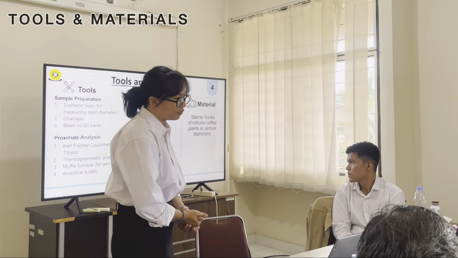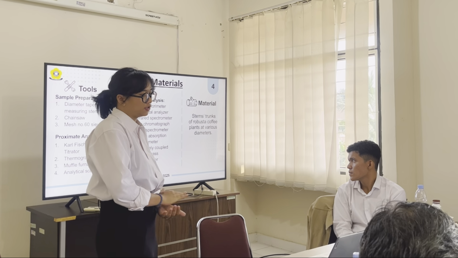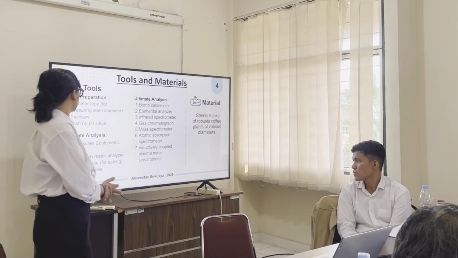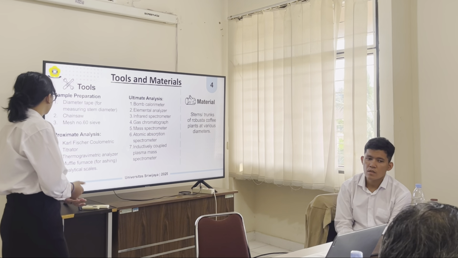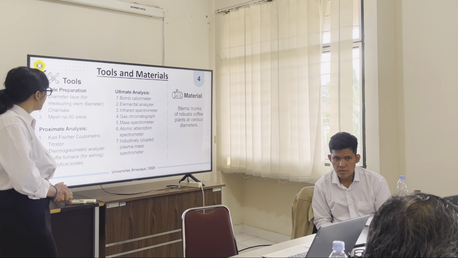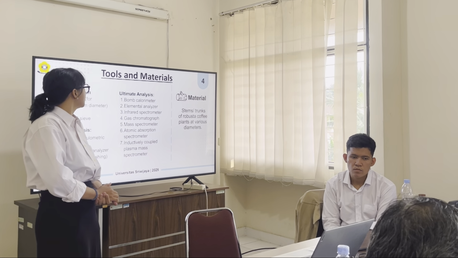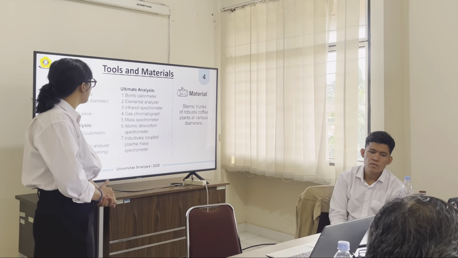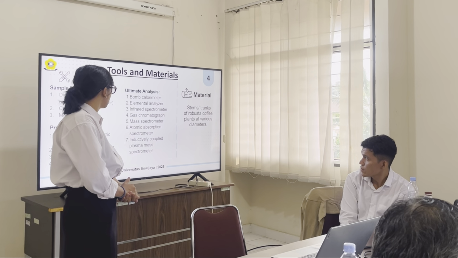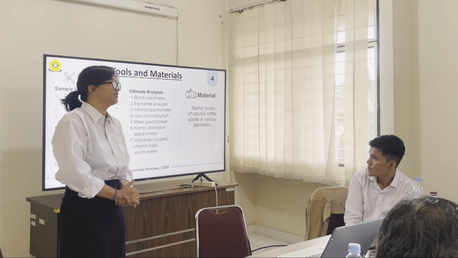Right, the tools and materials, it was simple. For the sample preparation, I used a diameter tape, and then chainsaw, and then mesh number 60 sieve. And then for the proximate analysis, it was all provided by the lab. Like a number 1 titrator, and then thermogravimetric furnace, and then analytical scale. For the ultimate analysis, we have colorimeter, elemental analyzer, infrared spectrometer, gas chromatograph, mass spectrometer, atomic absorption spectrometer, and then inductively coupled plasma mass spectrometer, or ICP-MS for short.